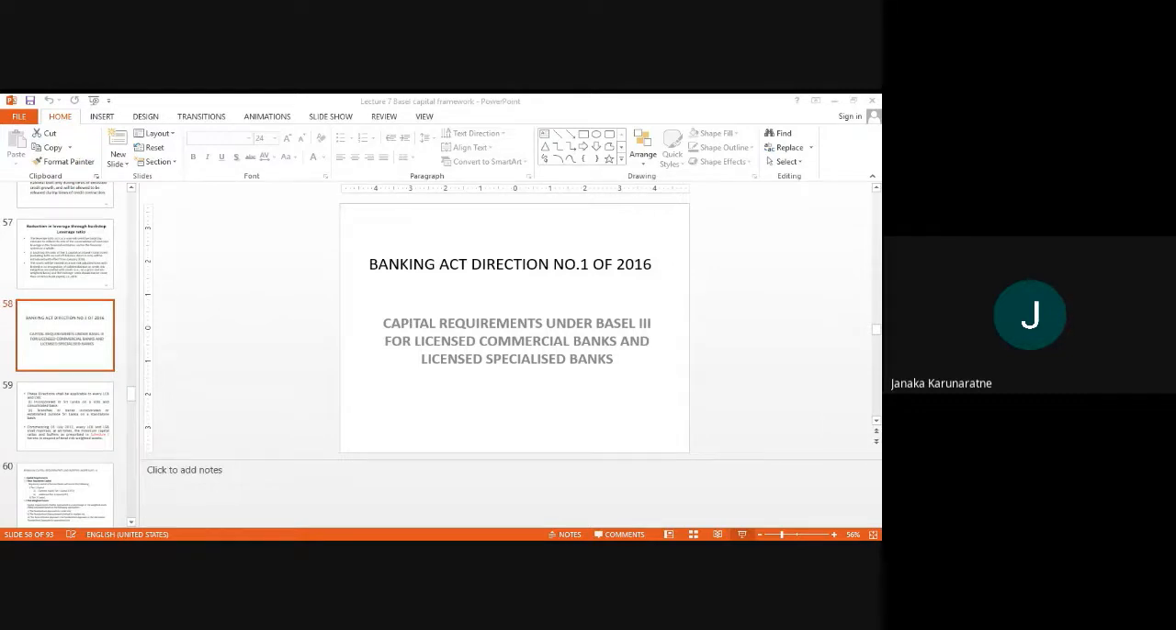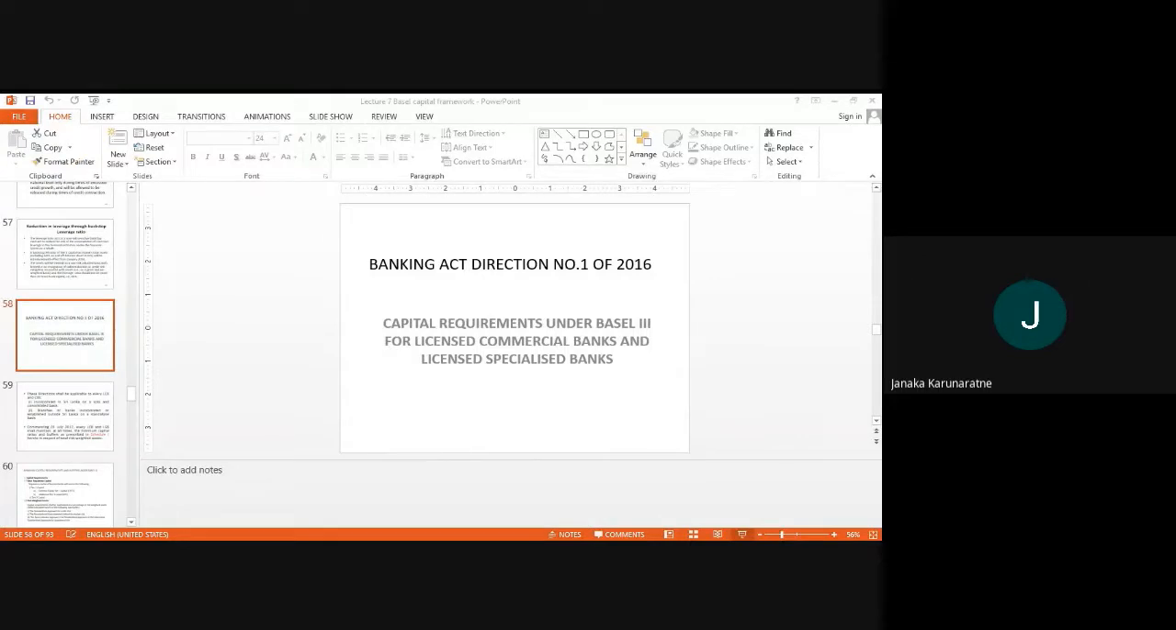So for common equity tier 1 capital, what were the improvements or requirements brought in? Common equity tier 1, what was the minimum standard set up in Basel 3? 4.5%, okay. Then tier 1? 6%. Okay, total? 8%.